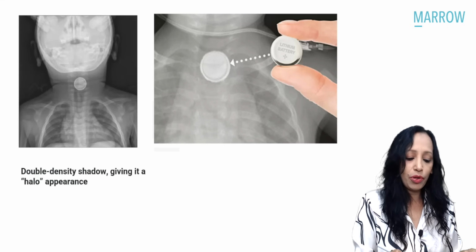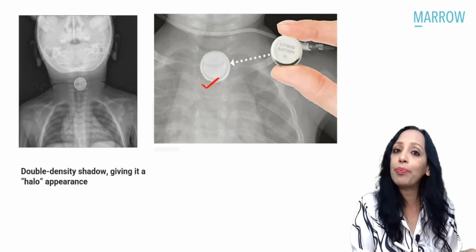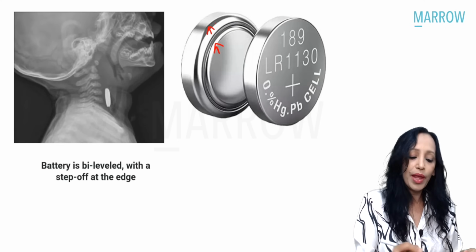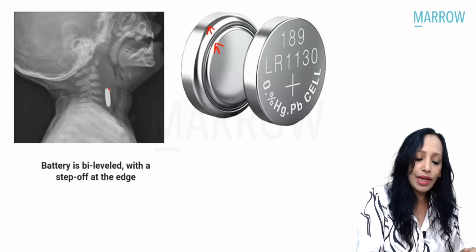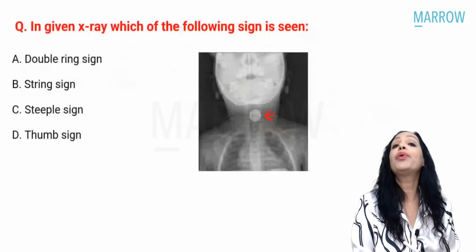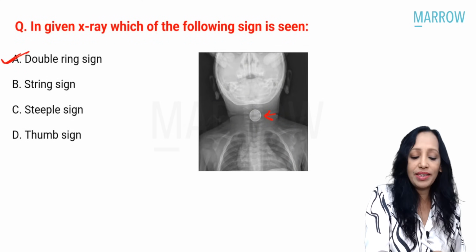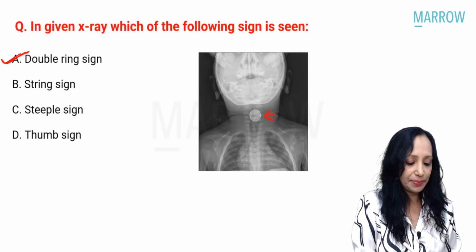So on the AP view, we see a double density like appearance, which is also known as the halo appearance. And on the lateral view, we see a bilevelled appearance, and also we see a step off at the edge. So yes, this is a foreign body battery, and the sign that we are seeing here is the double ring sign. Double ring sign.